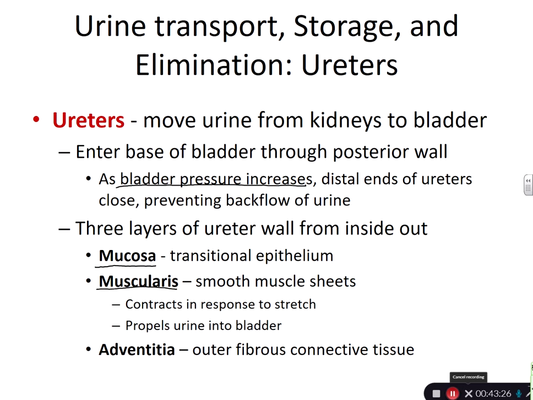The next layer is the muscularis layer. It's made of smooth muscle. This helps to contract and propel the urine down to the bladder. It also helps the bladder contract. And then the outermost layer is the adventitia. This is fibrous connective tissue.